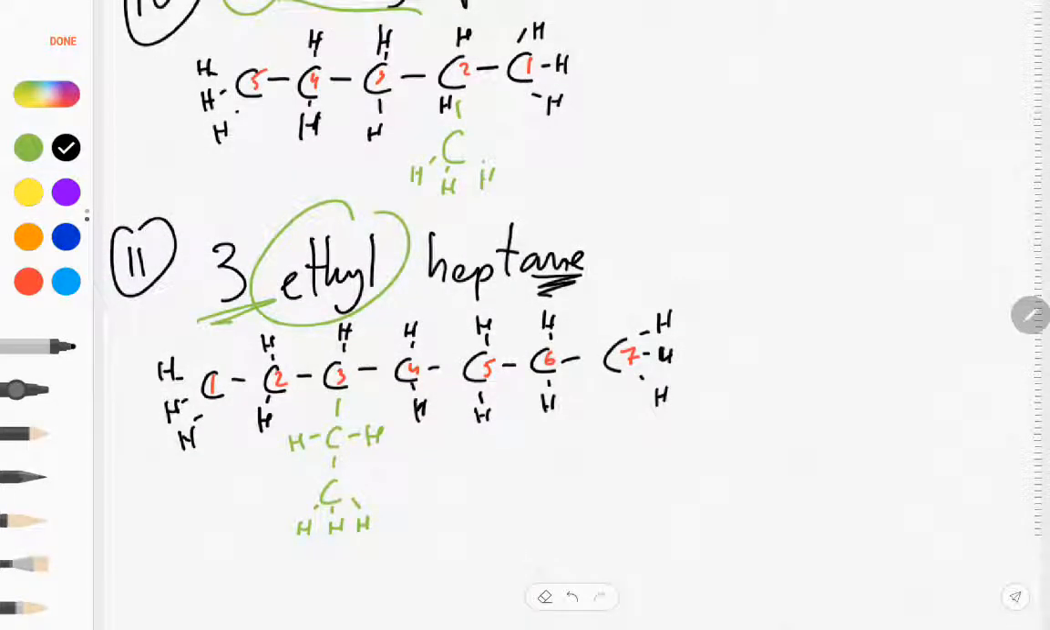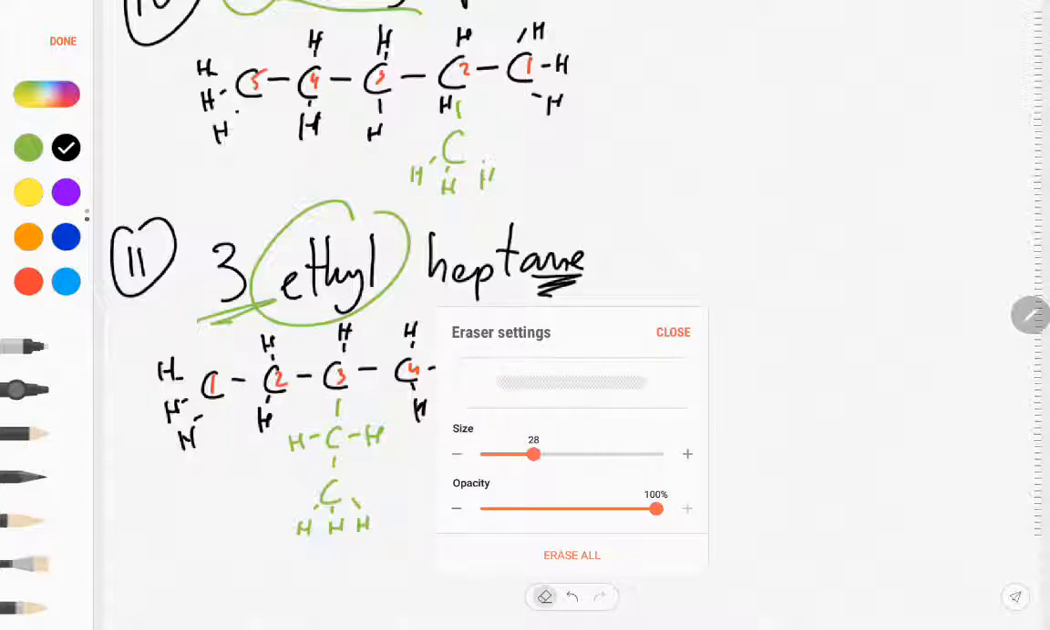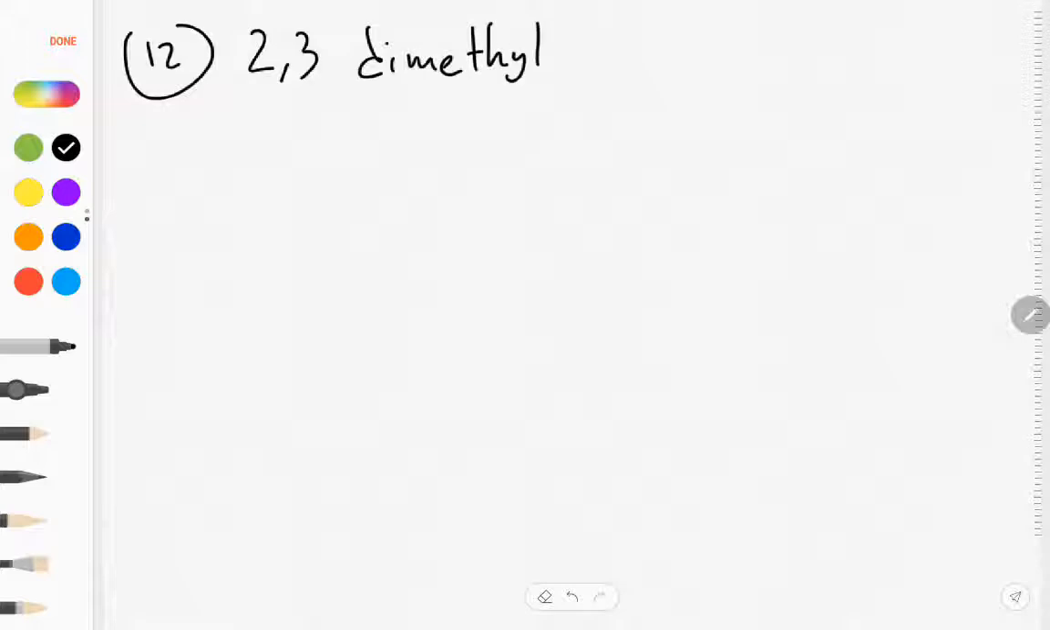All right, so that was 11. I'm actually going to erase everything here so I can do 12, 13, and 14. So here we go. Number 12 is 2,3-dimethyl, and we talked about dimethyl in that last problem, a little while back. I think it was number, what number was it? 6. Yeah. So here you're going to be drawing that.